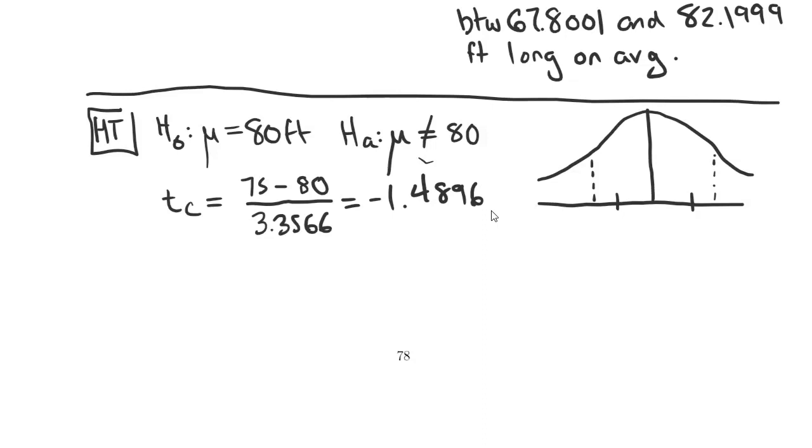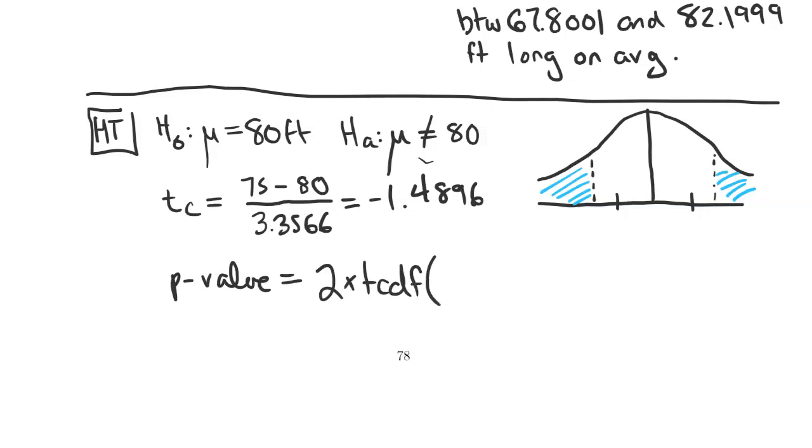So in a two-sided test, we're looking at both the left tail and the right tail probabilities. So our p-value is going to be double the tcdf of positive 1.4896 up to 9999 with 14 degrees of freedom, which gives us a p-value of 0.1585.